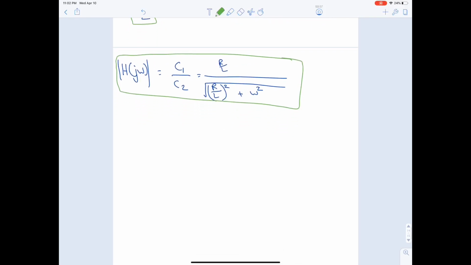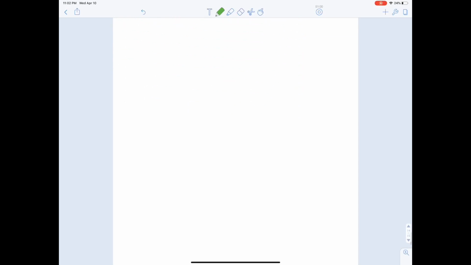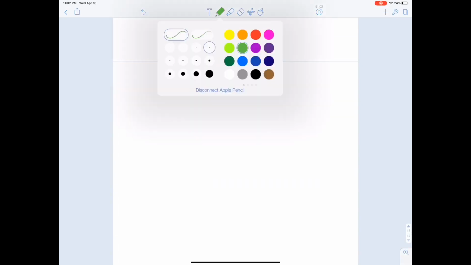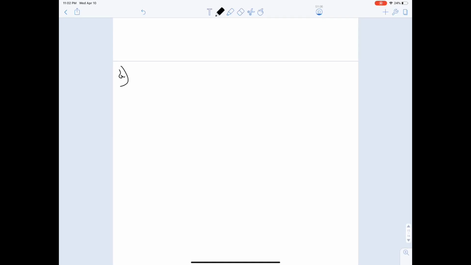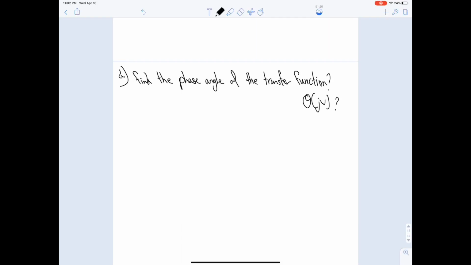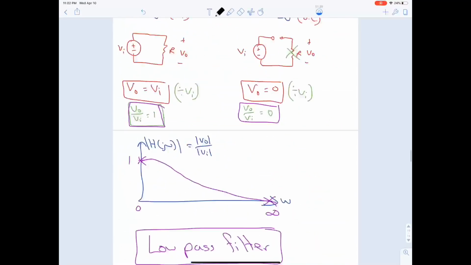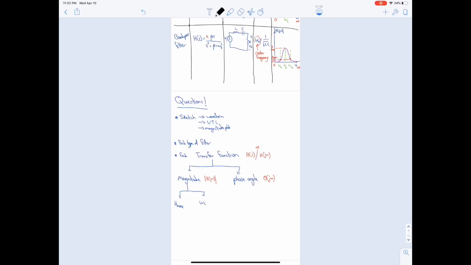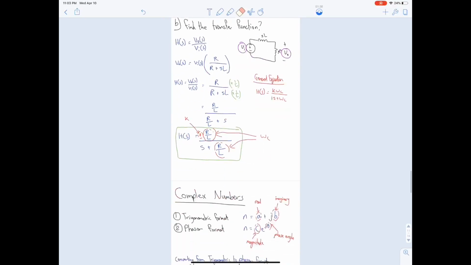Okay, moving on to the next part of the question, which is finding the phase angle. Find the phase angle of the transfer function. Okay, phase angle is theta of jw. Who's the parent of the phase angle? The parent of the phase angle is the transfer function again. Okay, so in order to find the phase angle, we need the transfer function.